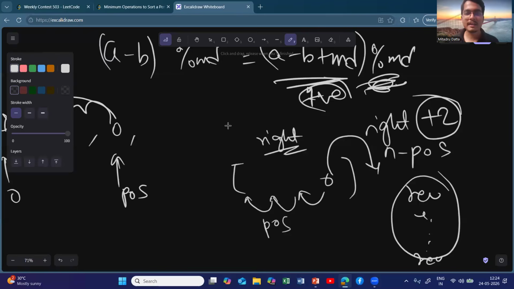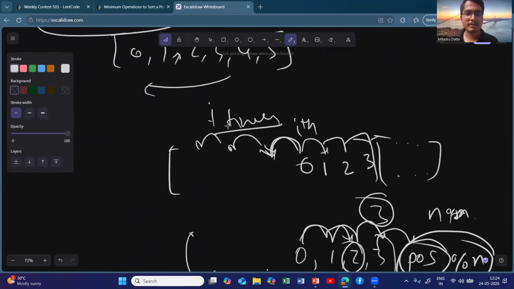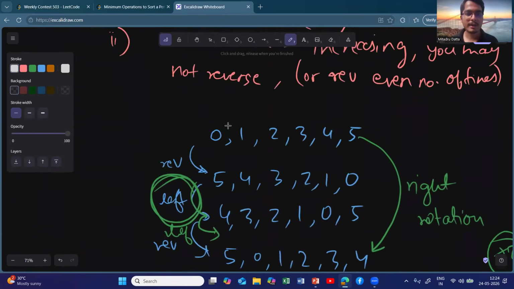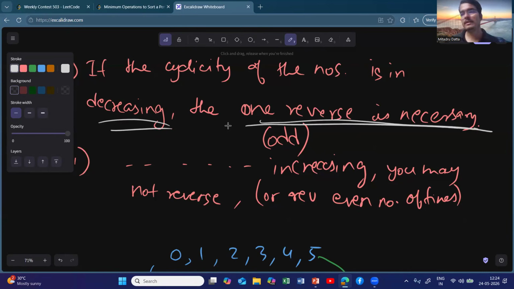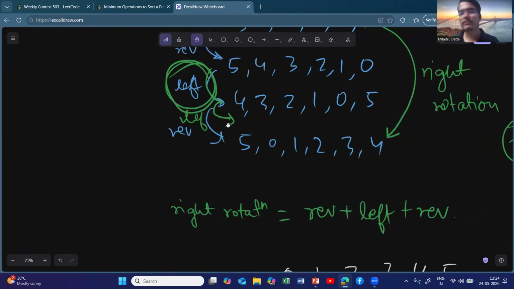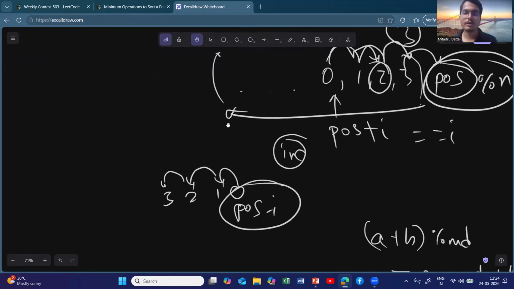And for the decreasing case, if you see our observations, what we had written, if the cyclicity of the numbers is increasing, you may not reverse. But if the cyclicity of the array is decreasing, one reversal is necessary. So first you can reverse and then shift left, or you can first shift left and then reverse. You can do both of them.